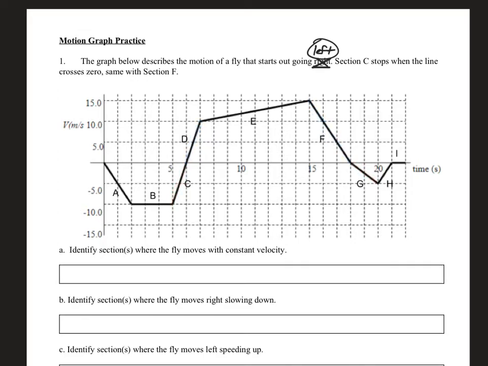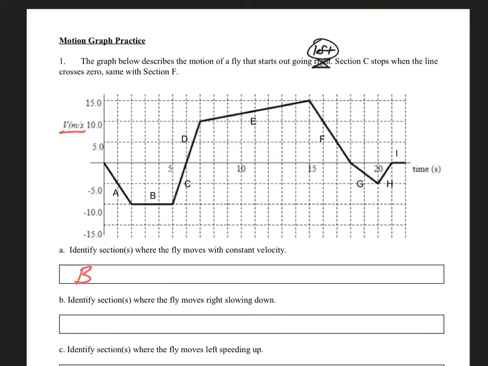So let's look at our problems. Identify the sections where the fly moves with a constant velocity. So what I have to realize here is I'm given a velocity graph. If my velocity is constant on a velocity graph, that means it's not changing. So any sloped section on a velocity graph, my velocity is changing. So where does it move with a constant velocity?